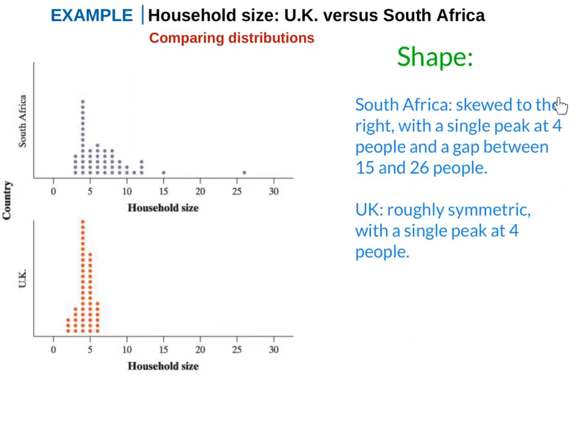So here's how we would more formally describe the shape. So for South Africa, I would say it's skewed to the right with a single peak at 4, up here, 4 people, and a gap between 15 and 26 people. So that tells us about the shape. And then for the UK, it's roughly symmetric with a single peak at 4 people. So notice that we either described it as symmetric or skewed, and then we talked about the peak and then any gaps that there are.